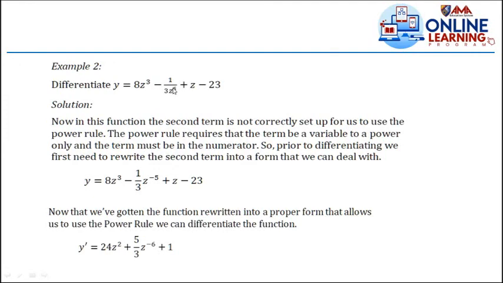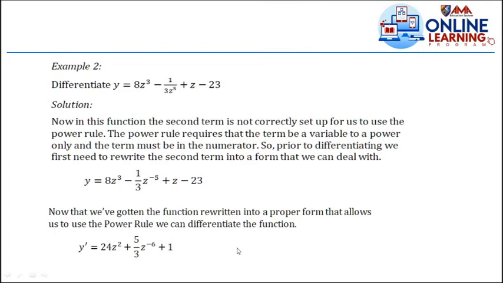So, 1 all over z raised to 5 or 1 all over x is the same as x raised to negative 1. Kaya ito magiging z raised to negative 5. Then, plus z minus 23. So, by this time, since we already comply with the requirements in power rule, then we can now get your first derivative.